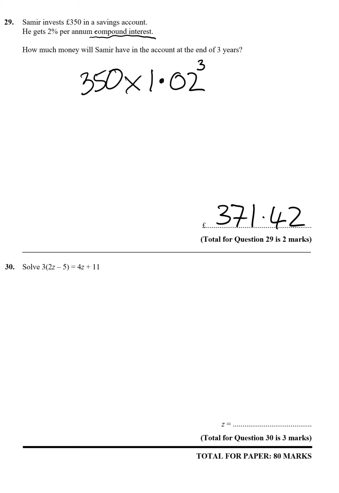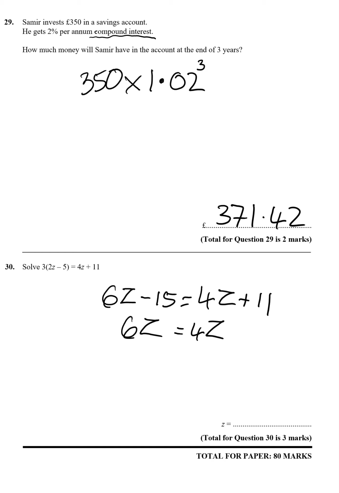And then the last question, I'm doing really well to get as far as this and keep going. Well, we need to expand the brackets. So 6z minus 15 is equal to 4z plus 11. I'm going to add the 15, and we're just doing the opposites like we did on the previous one. Gives us 26. I'm going to take away the 4 z's. My z's look terrible. It's 26, so z is actually 13. Okay, so z is 13.